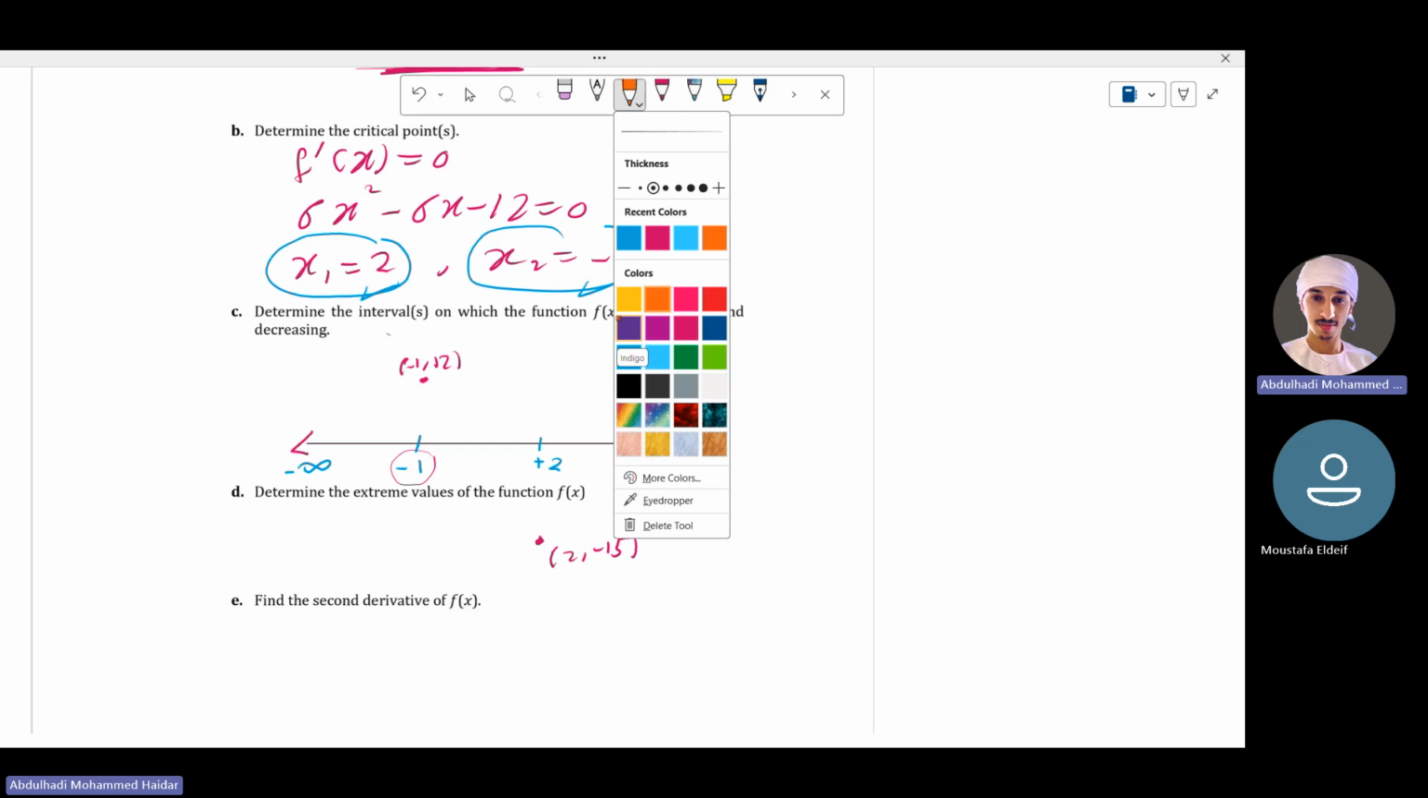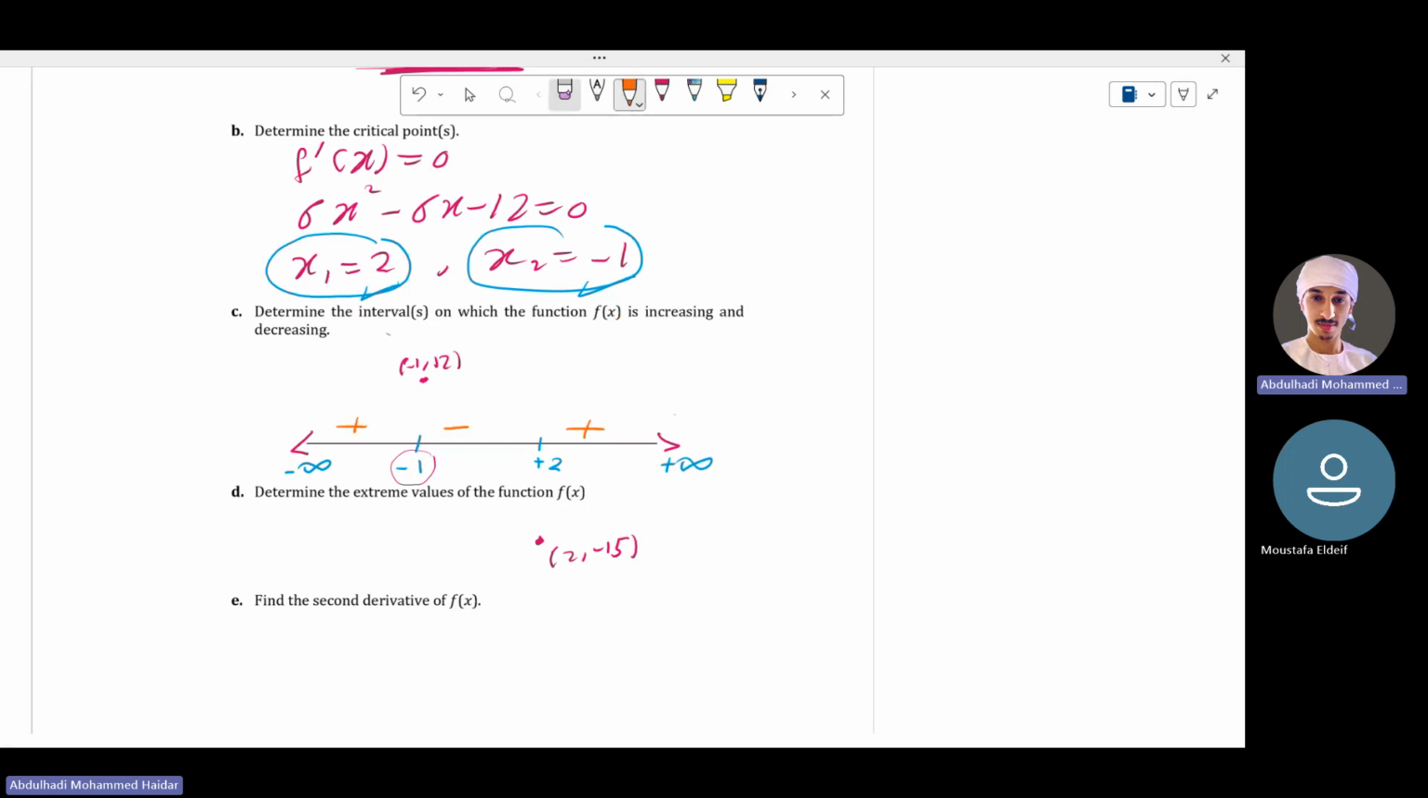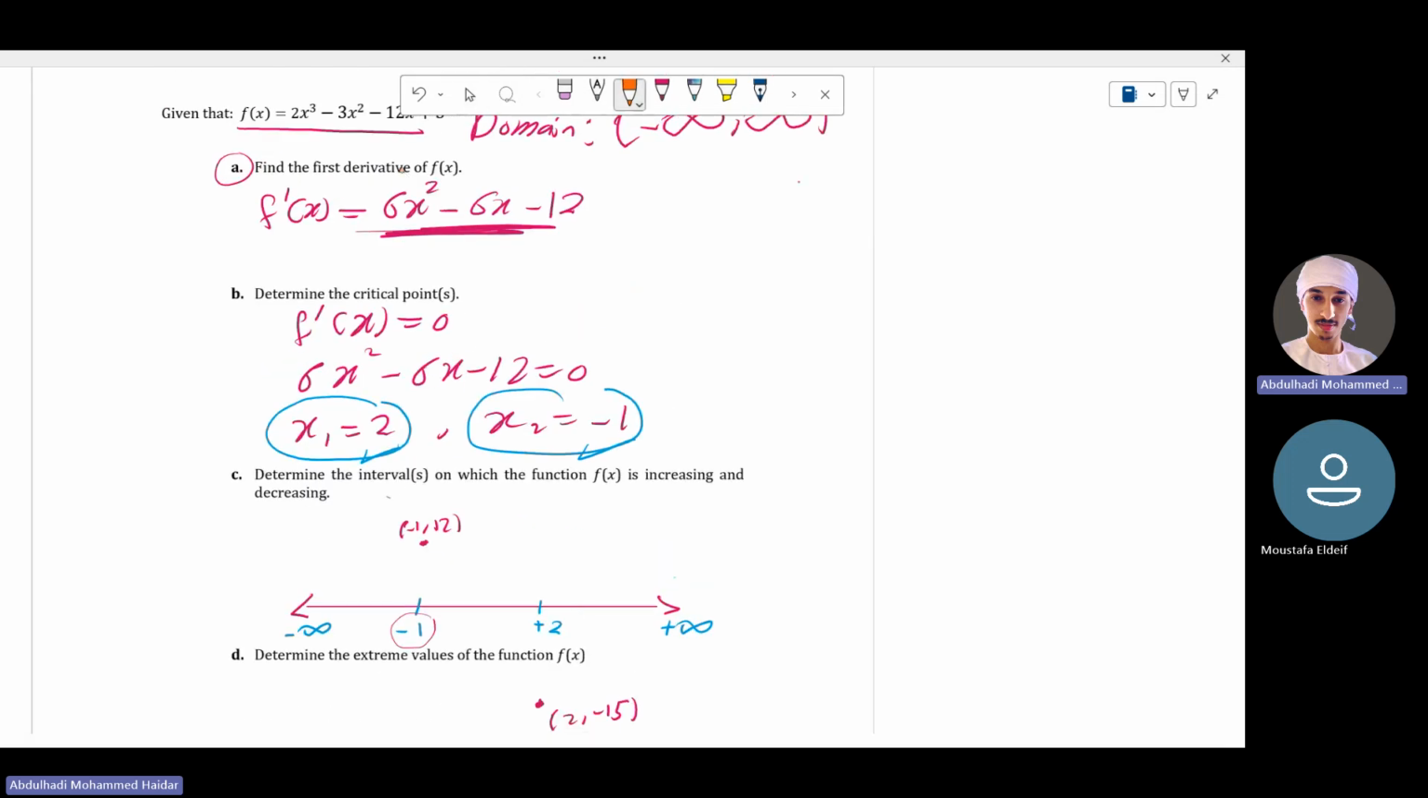So here the signs, like here positive, negative, positive. How? After what? You choose a test point. Like here, I will put a sign here, positive or negative. How? You have to choose a test point. So minus infinity to minus 1. Take a test point like minus 3, because it's within this interval. So minus 3, and then you are going to substitute it where? In the first derivative, this one, that you found in part A.